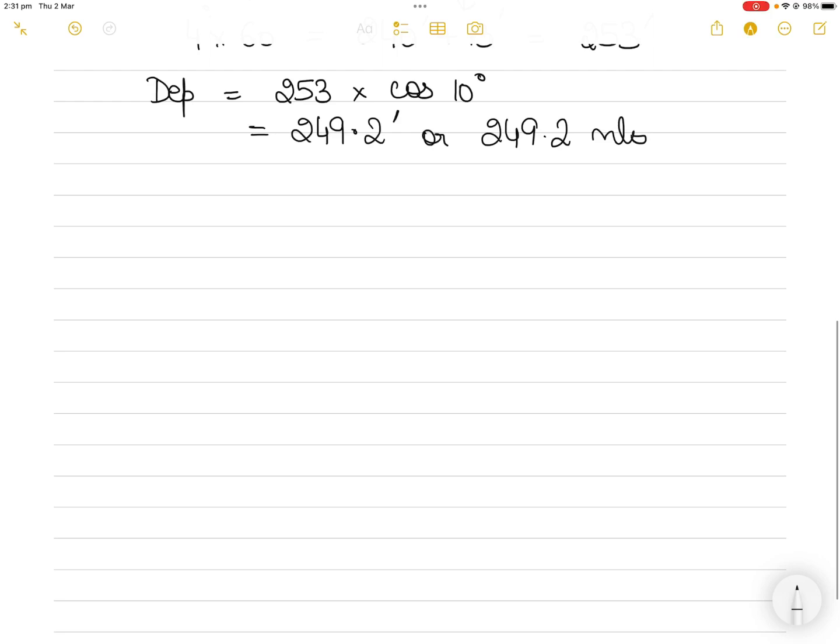All right, let's take another example here. So let's say the question is find departure if vessel transiting.